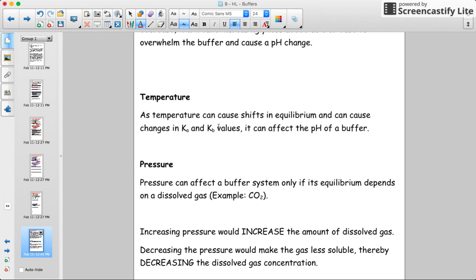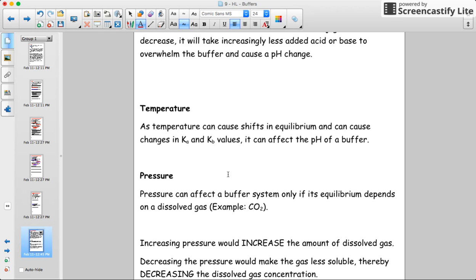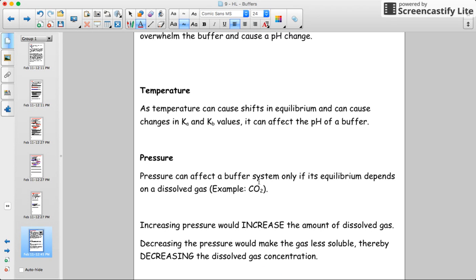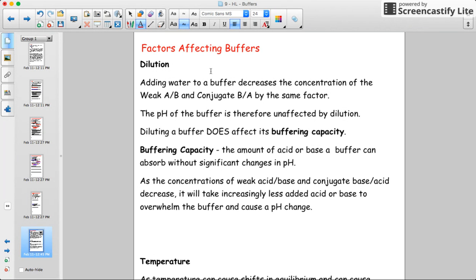Temperature has the potential to affect a buffer's pH because it can cause equilibrium shifts, and pressure can possibly affect a buffer's pH as well if it involves gases. But these are not really factors that they're probably going to get into so much. Just to know that they can affect the pH is probably more than enough. But dilution: the pH that it maintains is the same, but its buffering capacity goes down.